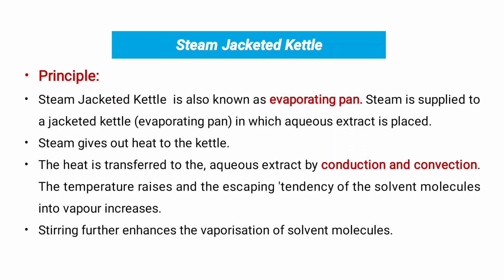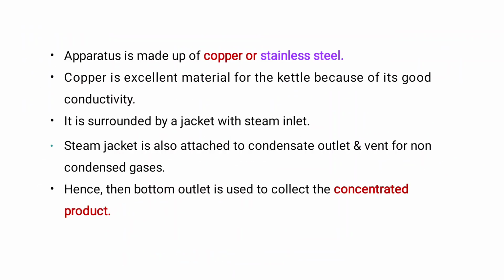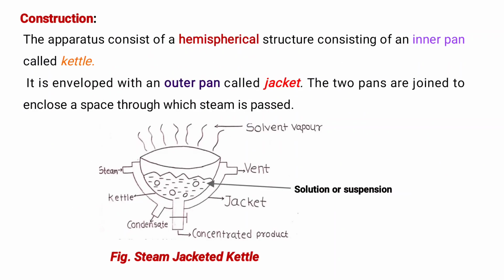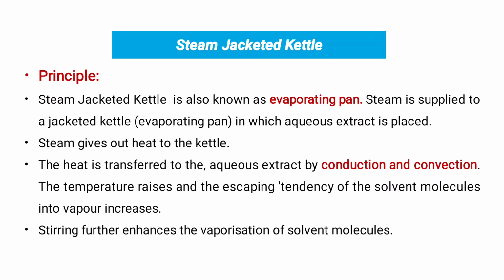Steam is supplied to the jacketed kettle, the evaporating pan, in which the aqueous extract is placed. Steam gives out heat to the kettle and the heat is transferred to the aqueous extract by conduction and convection. As the temperature increases, the escaping tendency of solvent molecules into vapor increases. Stirring further enhances the vaporization of solvent molecules.